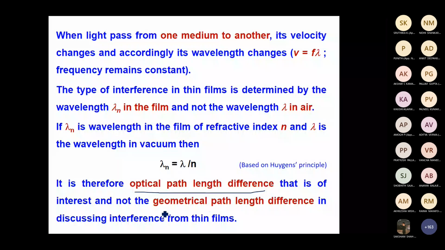Sir, maybe we have a pencil of 2 centimeters. If we keep it in a medium of refractive index 1 and in another medium of refractive index 1.5, the geometrical length will be the same, but the optical length will be different. Yes, yes. Whenever we talk about the path difference in optics, we generally talk about the optical path difference, not the geometrical path difference.